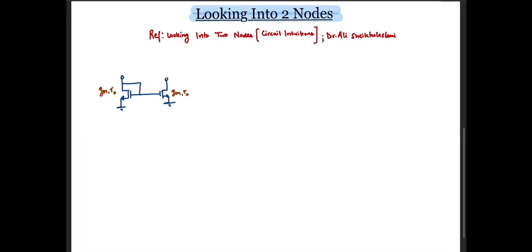The procedure is rather simple. We inject a current Ix in one node and pull out an equal and opposite current from the other node. Next, we compute the generated voltage Vx across the two nodes.